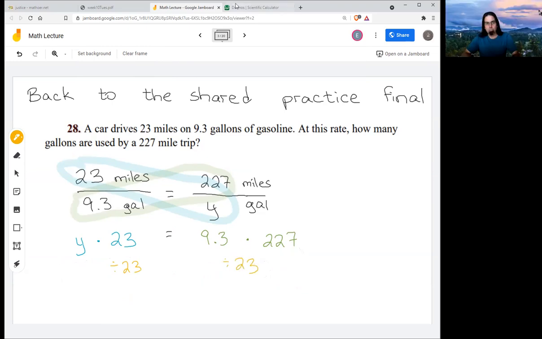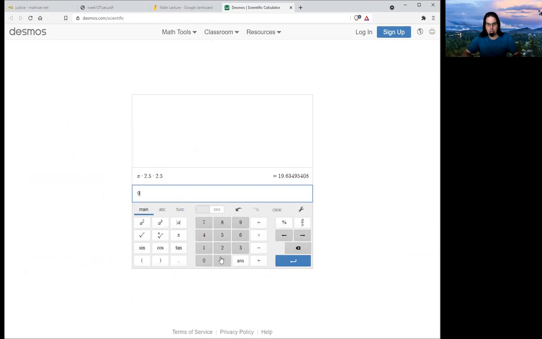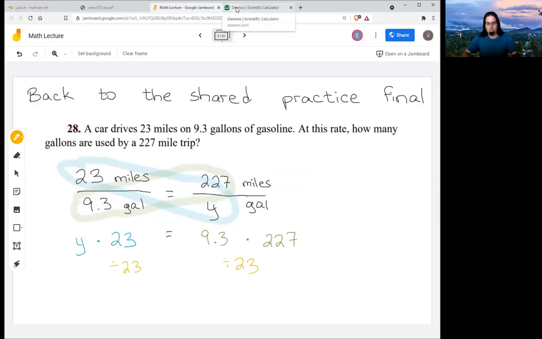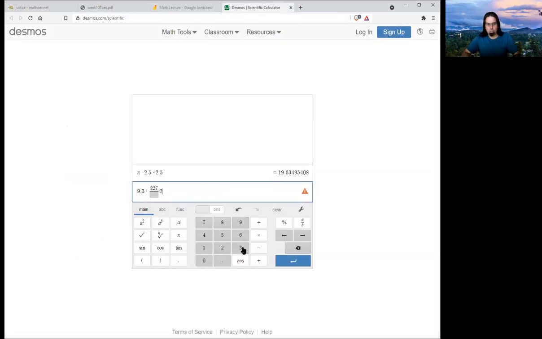So we have 9.3 times 227 divided by 23. Oops. I'm getting about 91.8.